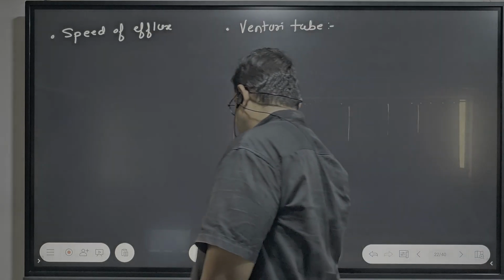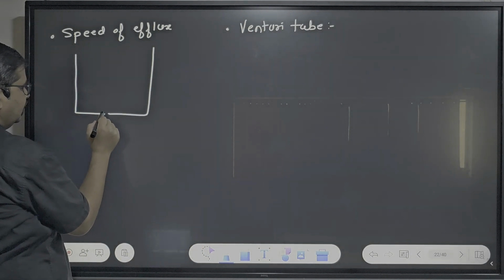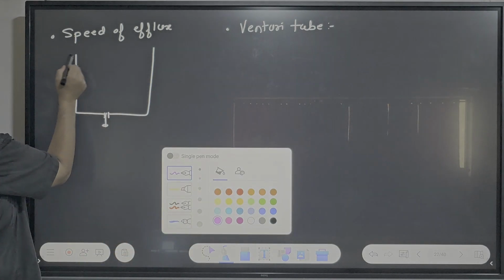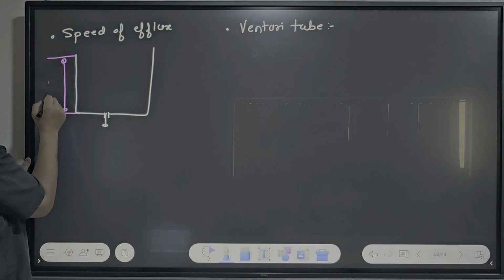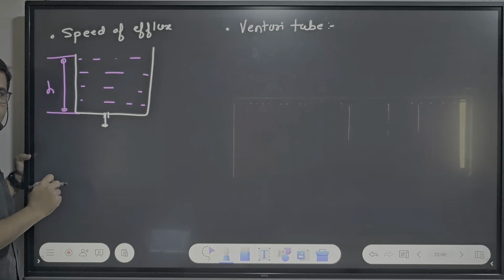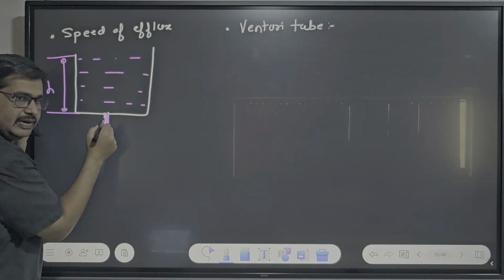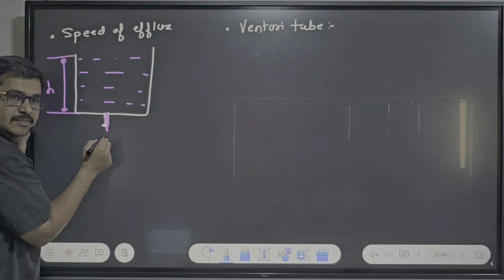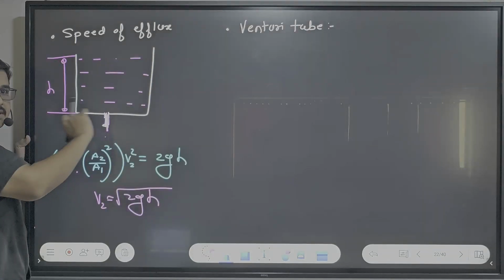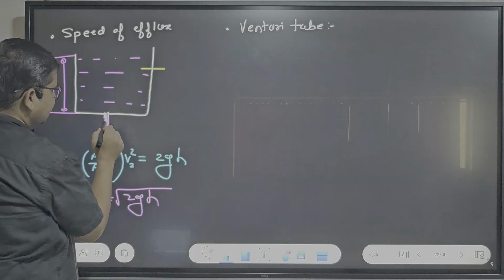Speed of efflux. What is the formula of speed of efflux? We are taking some container, and this represents the height. Suppose the liquid is present up to the height h. Then the speed of the liquid coming outside through this small hole is the efflux. h is the height up to which the liquid is inside the container.